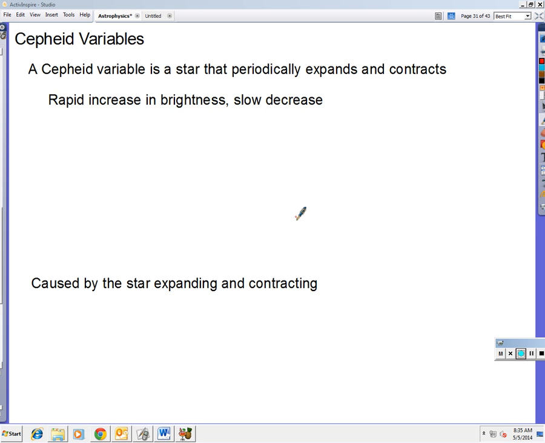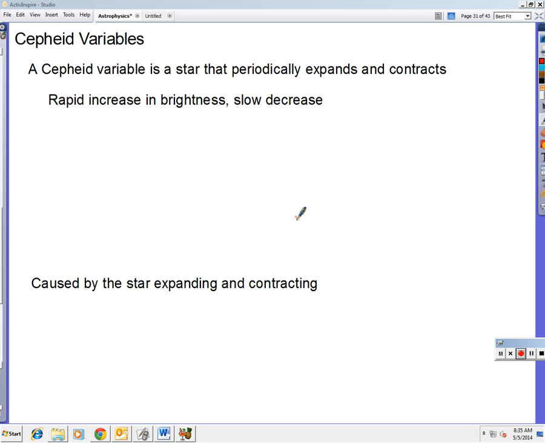And this is video 9 of the astrophysics unit. And in this video, we're going to be looking at more ways to measure distance. Last time, we looked at parallax and something called spectroscopic parallax. This time, we're going to be looking at a special kind of star called a Cepheid variable.